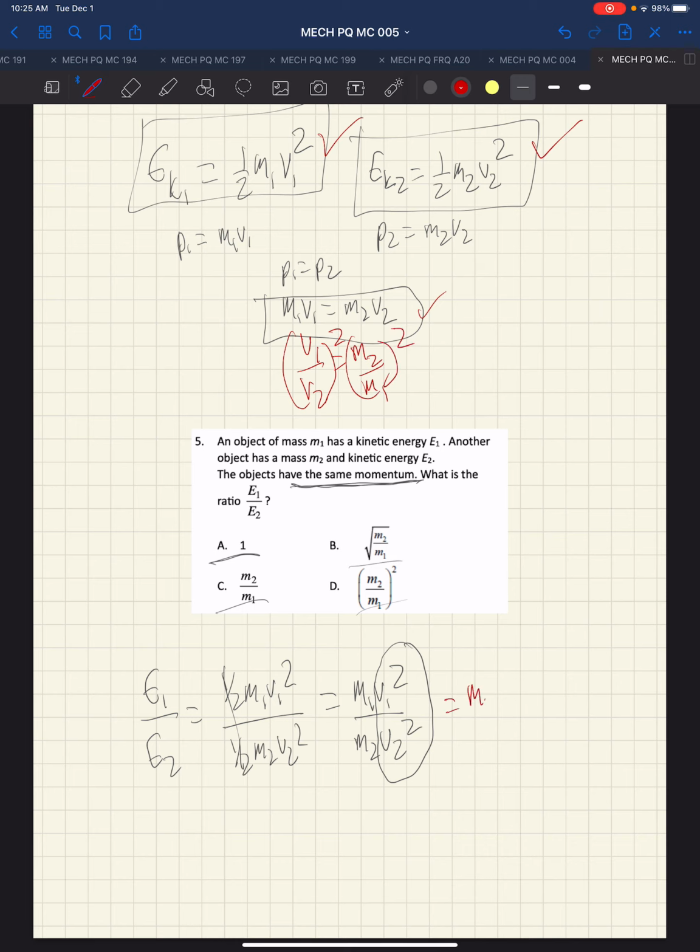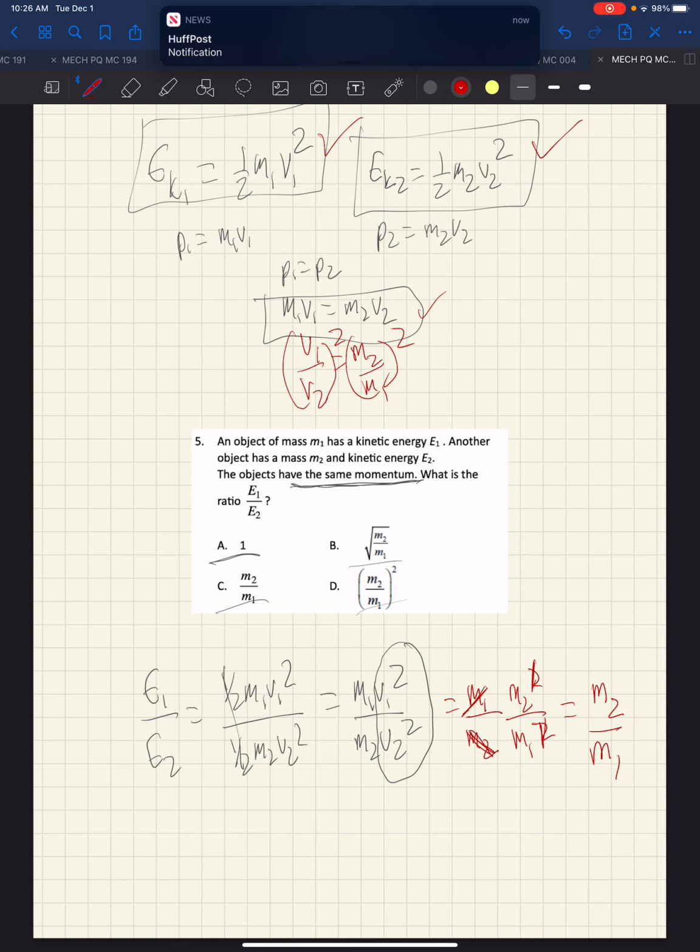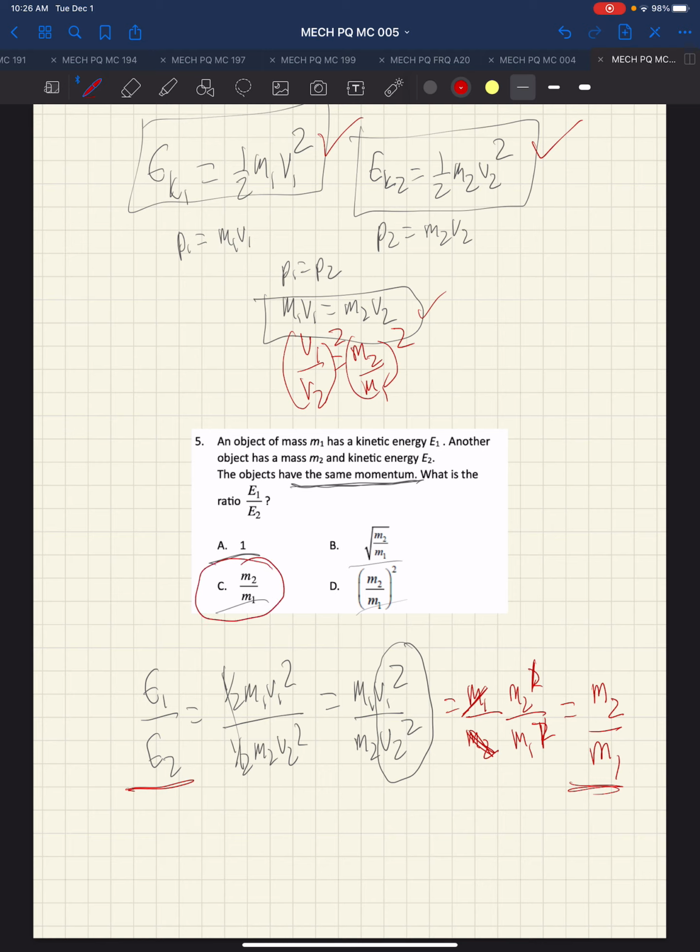So now that gives us M1 over M2 times M2 squared over M1 squared. Canceling this squared out with this M2, and this squared out with this M1, gives us M2 over M1. So we can see then that the ratio of E1 to E2 is equal to the ratio of M2 to M1. And that's why this question's best answer is choice C.